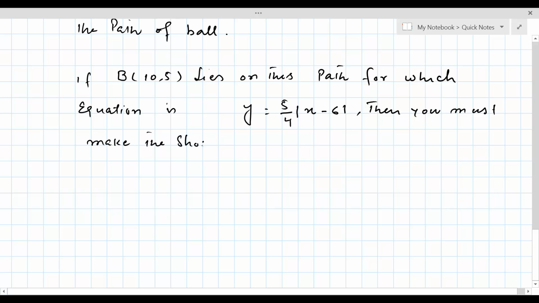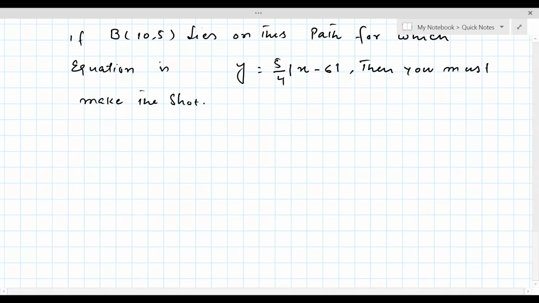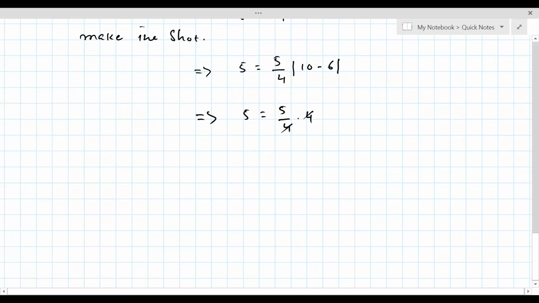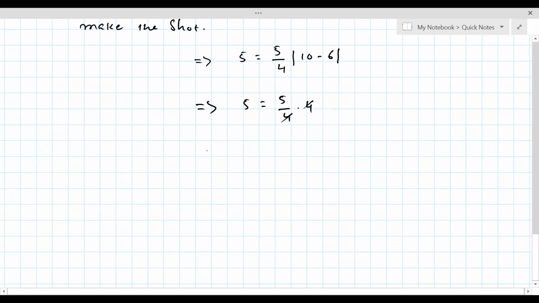So let's check that. Substituting 10 for x and 5 for y, this means 5 equals 5/4 times (10 minus 6), which implies that 5 is equal to 5/4 times 4. The 4 will get cancelled with 4, and 5 is equal to 5.